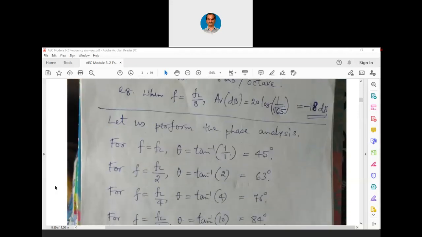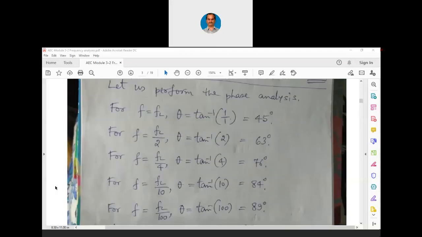Now, let us perform the phase analysis for the same circuit. When f equals fL, theta is tan inverse of 1 by 1, we get 45 degrees. When f equals fL by 2, theta equals tan inverse 2, which is 63 degrees. When f equals fL by 4, theta equals tan inverse of 4, which is 76 degrees. Again, how did we get these 2 and 4? You will have to find out on your own by substituting in equation number 3. When f equals fL by 10, theta equals tan inverse of 10, which is 84 degrees. When f equals fL by 100, theta equals tan inverse of 100, that is 89 degrees.